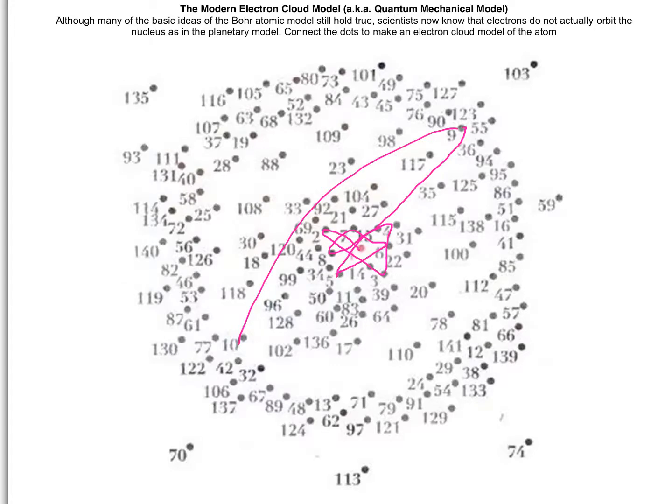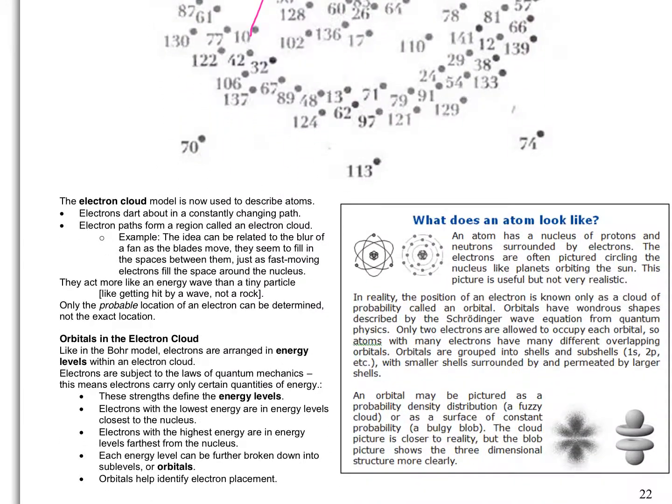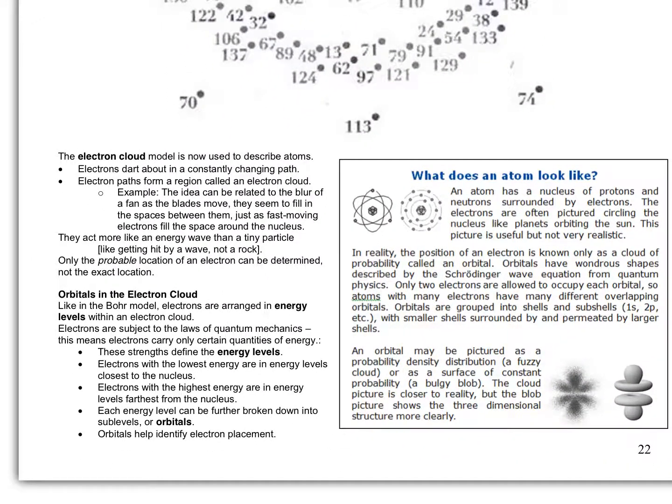If you continue it, you can see it starts to already fill in. Well, we call this the electron cloud model. This is how we describe atoms today. Electrons dart about in a constantly changing path. And that path forms a region called the electron cloud.